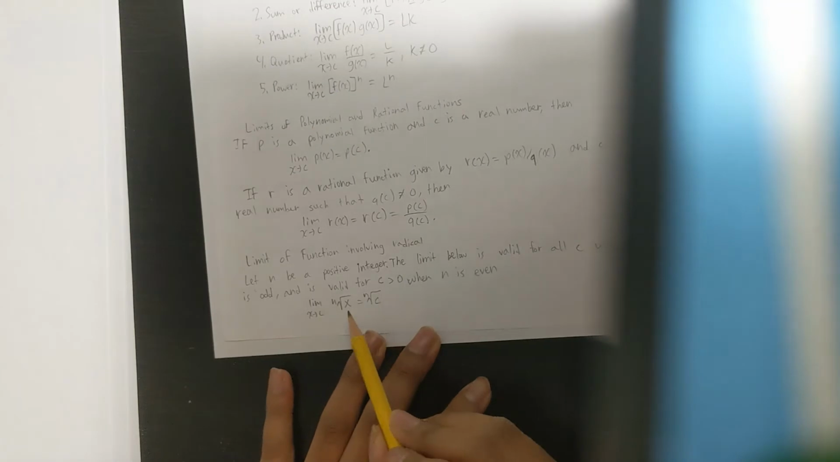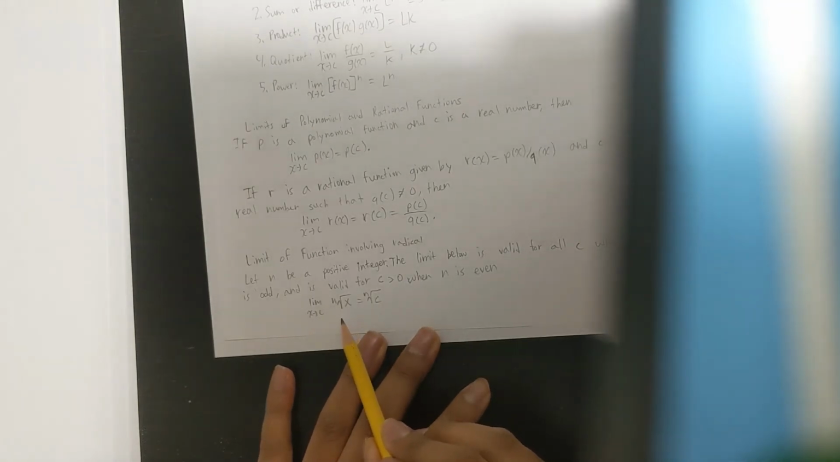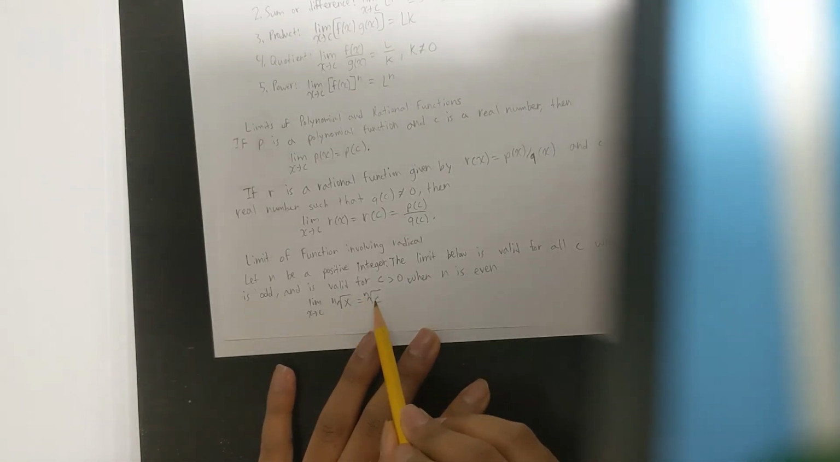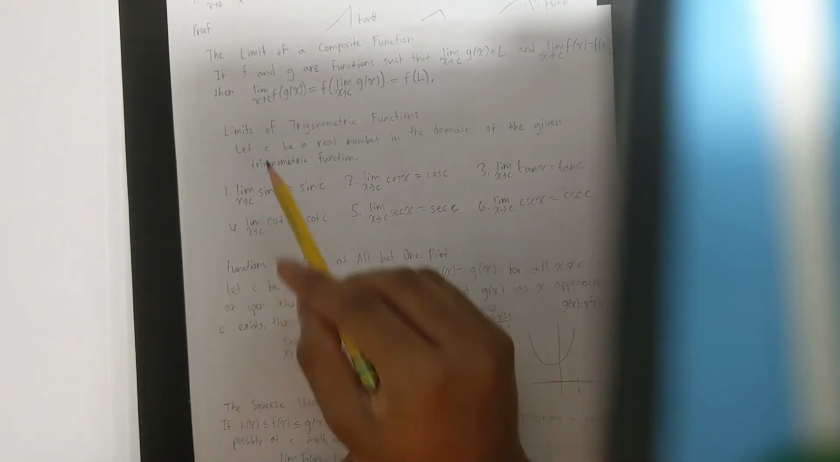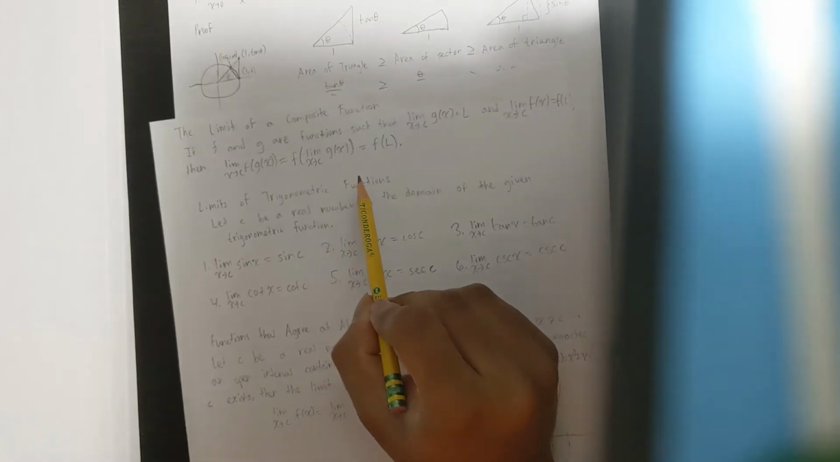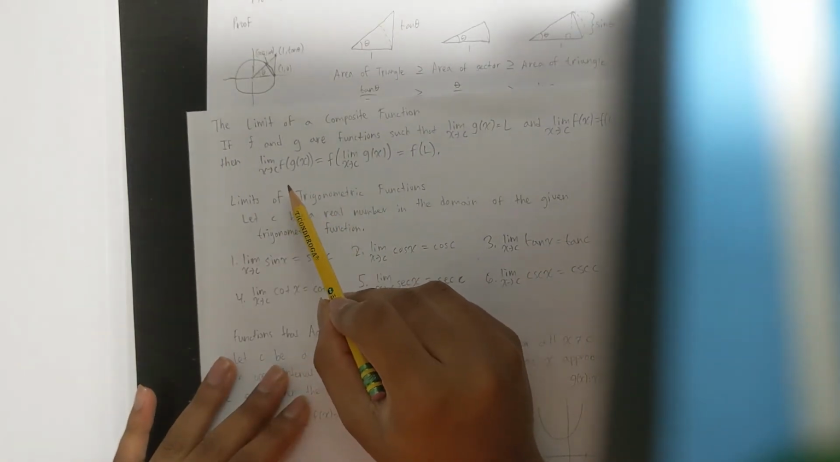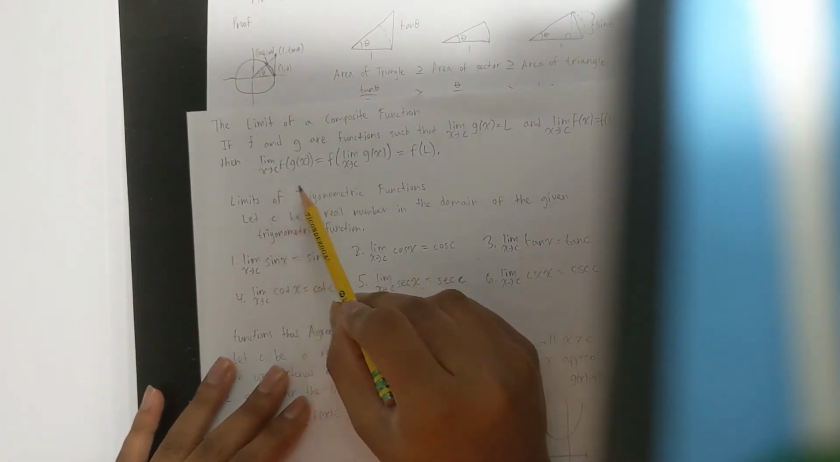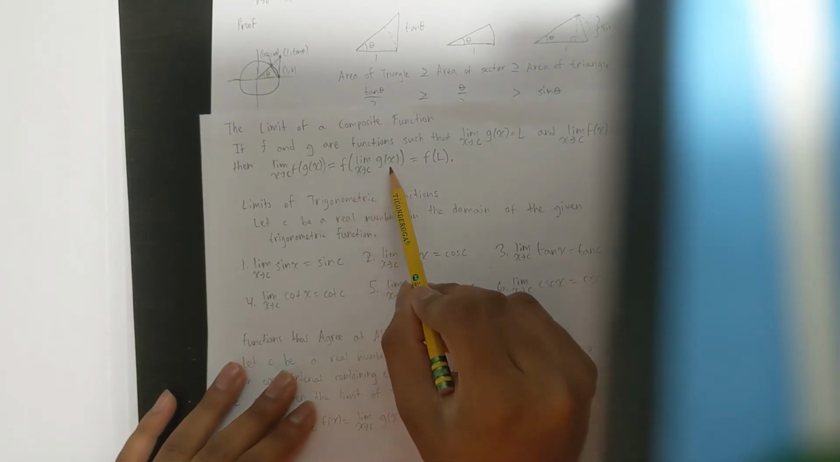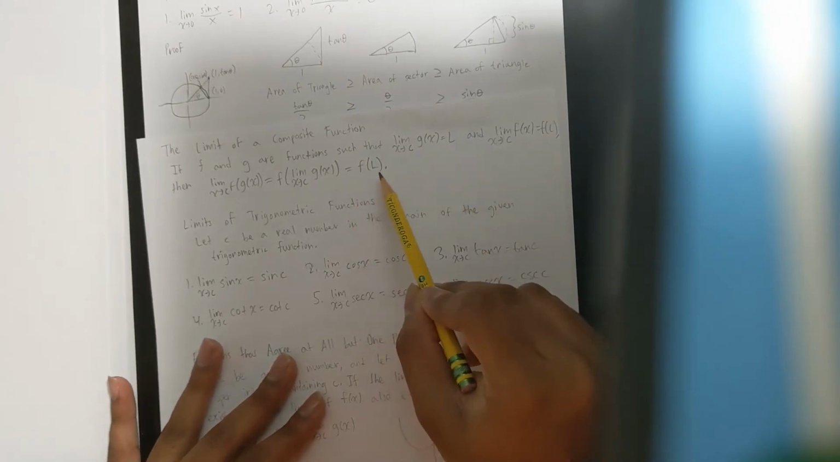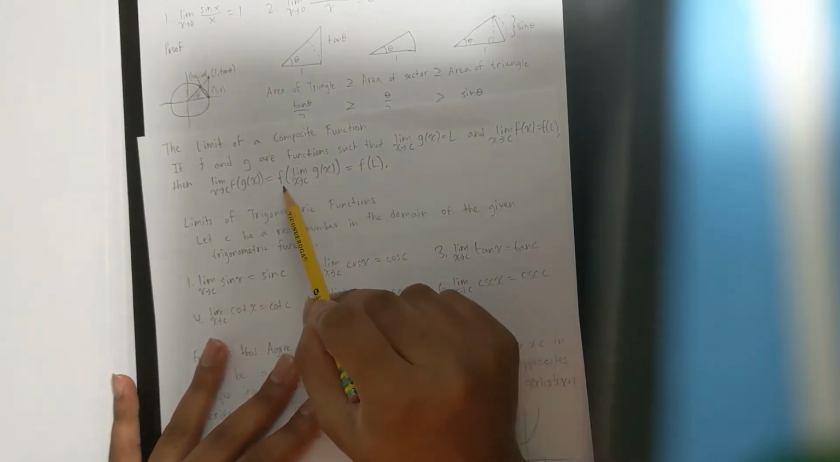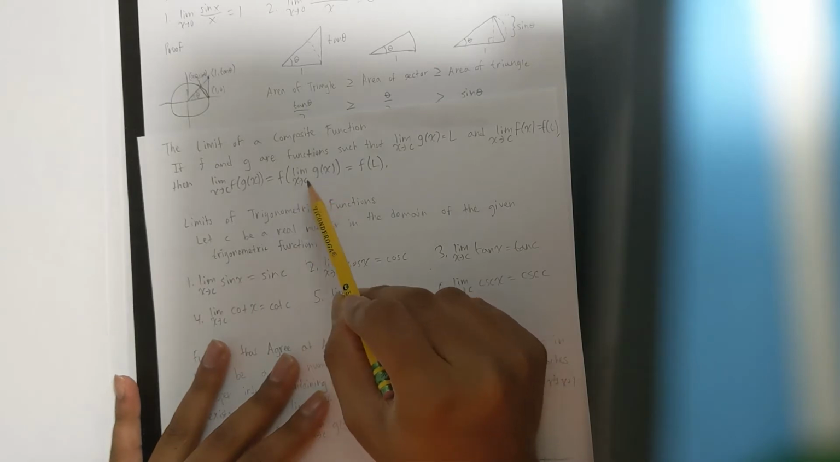Now, for radicals, same thing: the limit of the nth root of x as x approaches c is just going to be the nth root of c. Now, some more that I have here is the limit of a composite function. If you have a function inside a function, so the limit of f of g of x as x approaches c, it's just going to be f of g of c. And if g of c is L, then it's just going to be f of L. So you can distribute the limit inside a function.